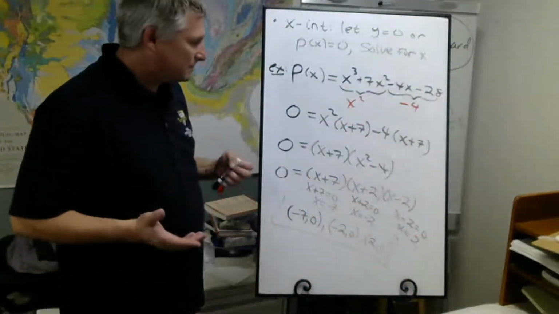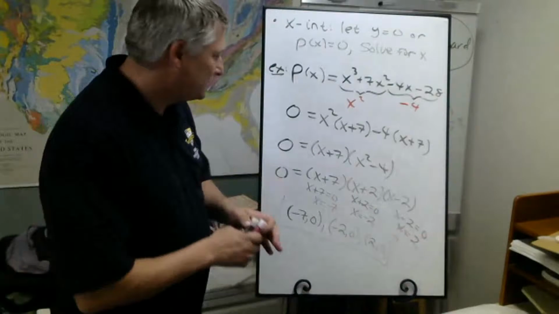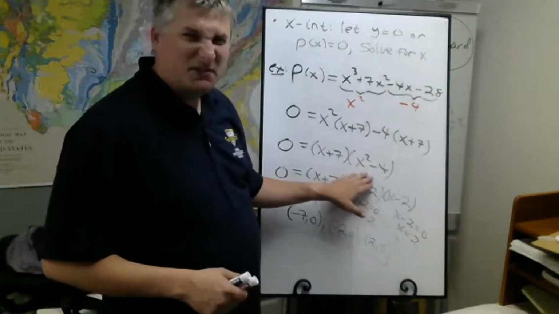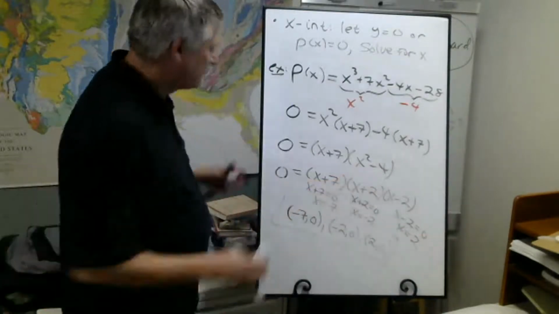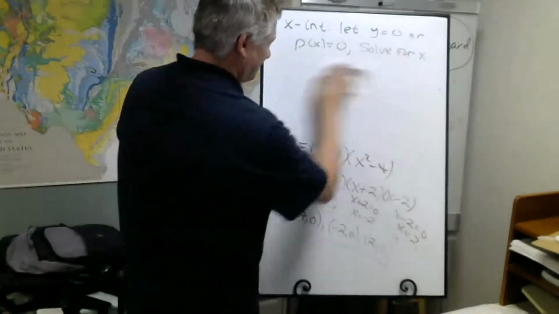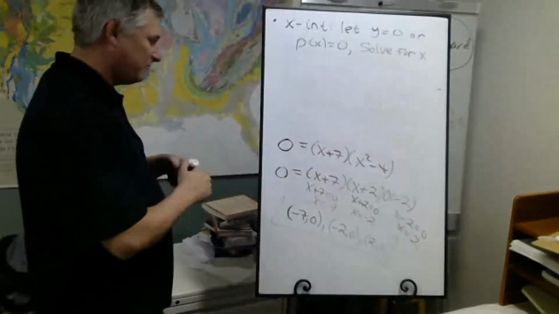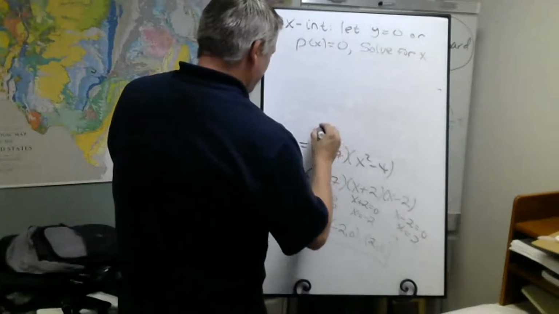So that brings up something called multiplicity. Now I do want to mention something. If you didn't see this difference of squares, which you could have done, you could say, well, all right, x has to be -7 for this one.